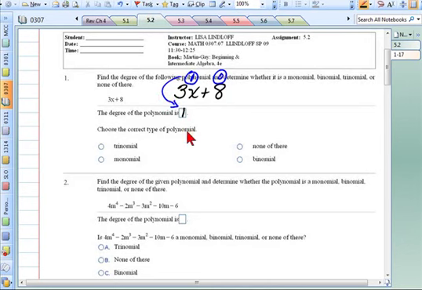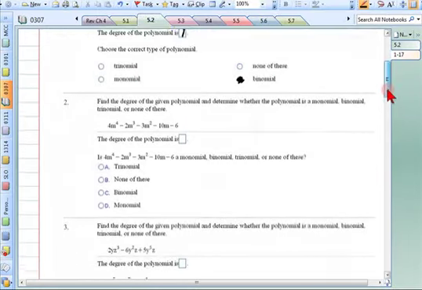Now it says choose the correct type of polynomial. Well, how many terms does it have? 2. So it is a binomial. So you will choose either trinomial, monomial, binomial, and if none of those work, then you choose the option none of these. Okay, problem number 2.